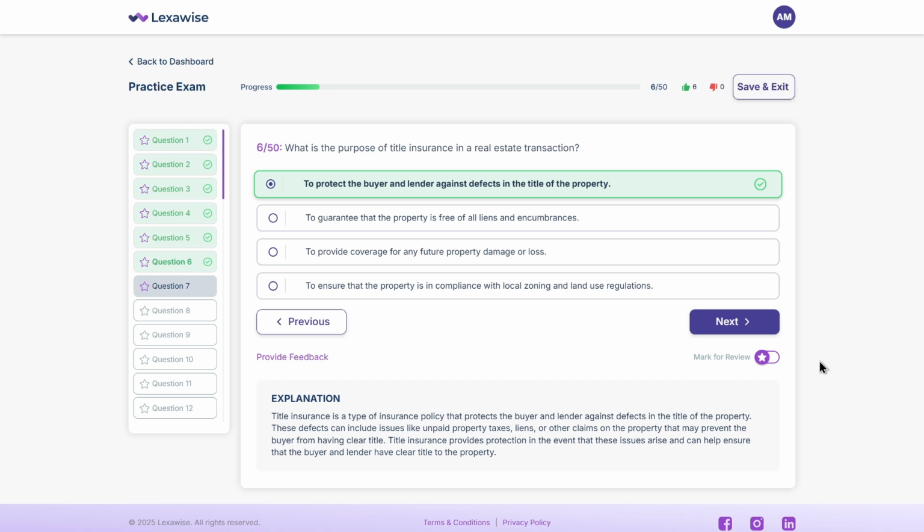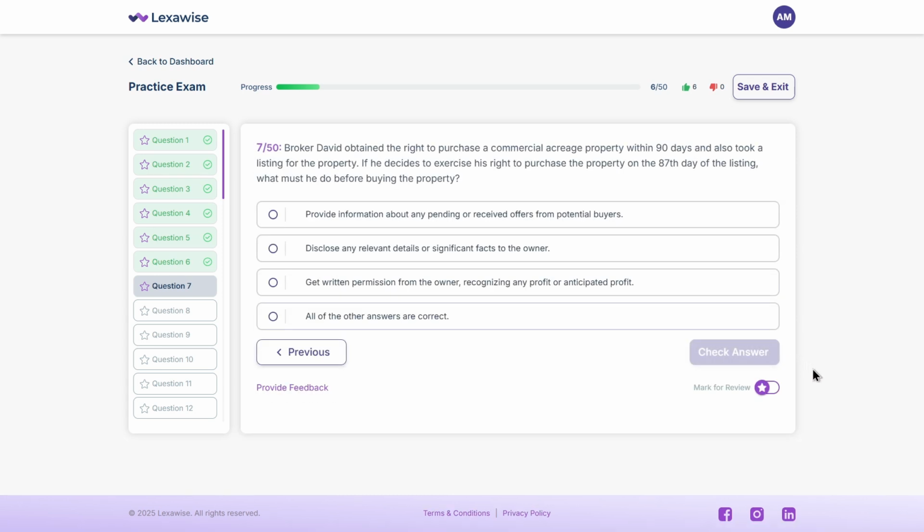Here's a situation you might see on the test. Broker David obtained the right to purchase a commercial acreage property within 90 days and also took a listing for the property. If he decides to exercise his right to purchase the property on the 87th day of the listing, what must he do before buying the property?